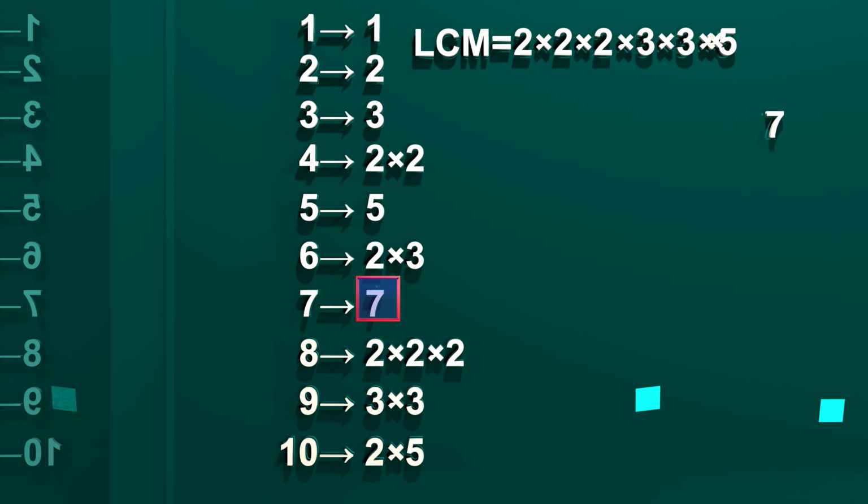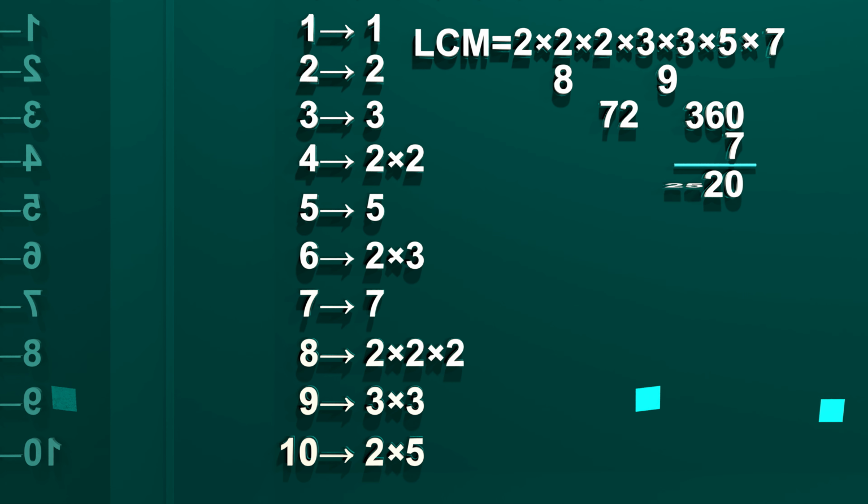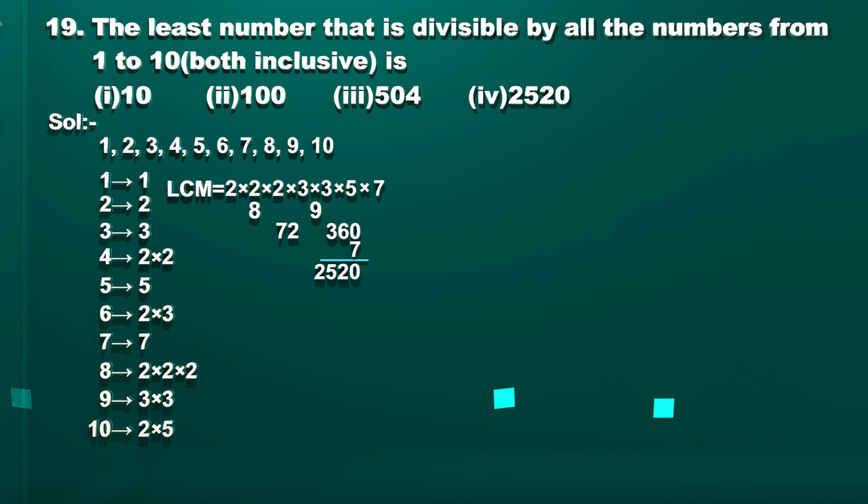2 is 3 times, so it is 8. 3 into 3 is 9. And 8 into 9 is 72. And 72 into 5 is 360. And 360 times 7 is 2520. So our answer will be option 4.